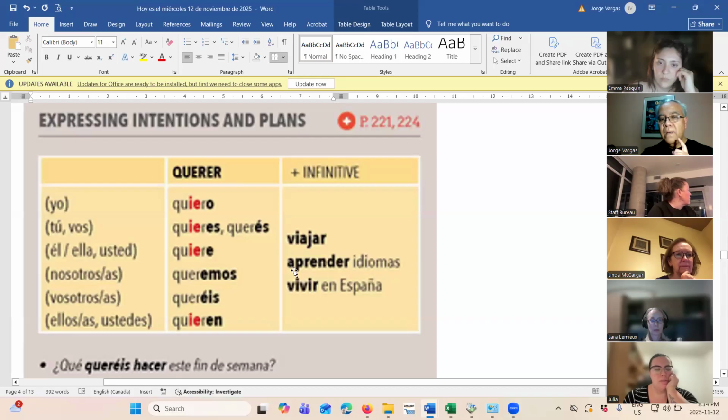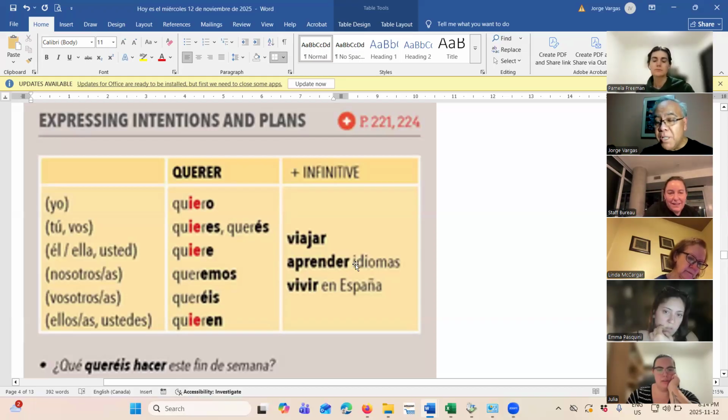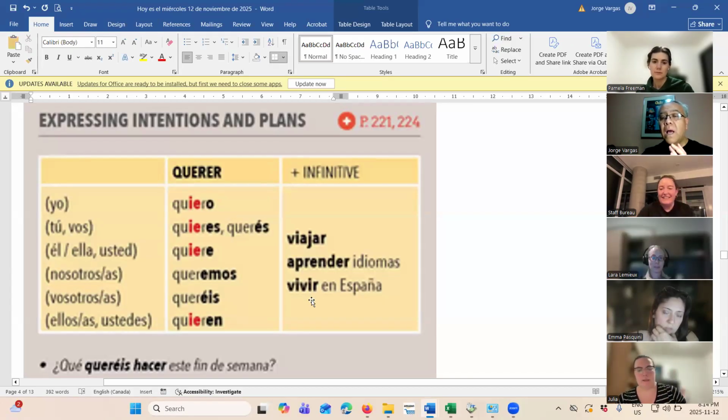What does the first one mean? The first one, I want to travel. Gracias. Number 2, learn. I want to learn languages. And number 3, I want to live in Spain. I want to live in Spain.